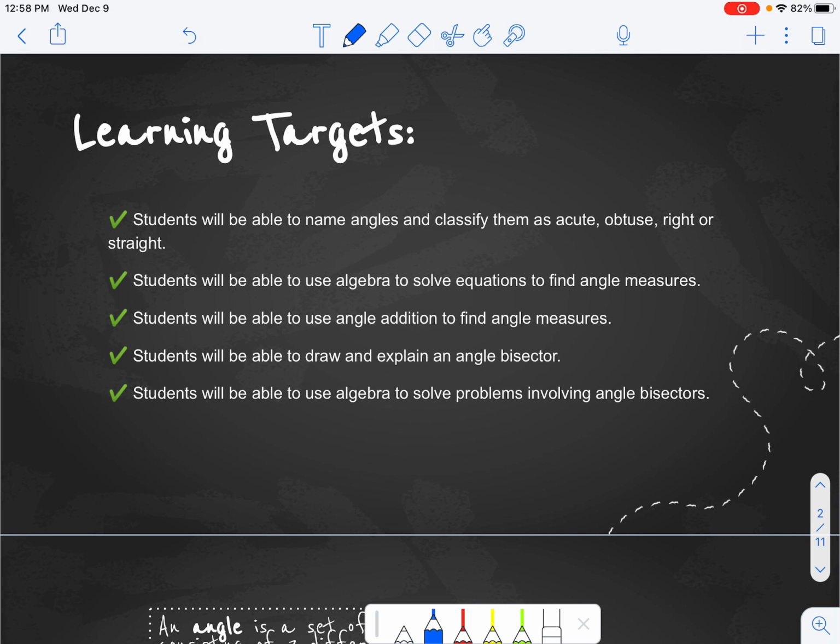Students will be able to name angles and classify them as acute, obtuse, right, or straight. So a little bit of vocab with those words of being able to name and classify angles. Students will be able to use algebra to solve equations to find angle measures.